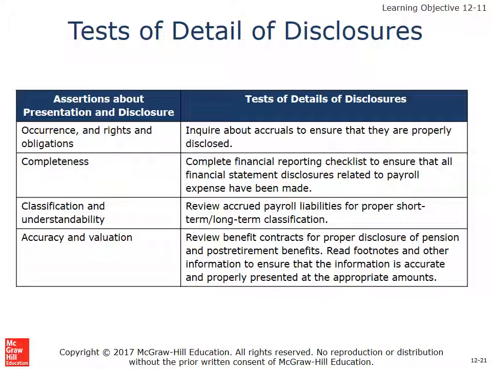And then for accuracy and valuation assertion, we want to review the benefit contracts for proper disclosure of pension and post-retirement benefits. Want to read footnotes and other information to ensure that information is accurate and properly presented at the proper amounts. So this is focused on the financial statements and the presentation and disclosure of the information. So on the top of page 435 is a list of these items.